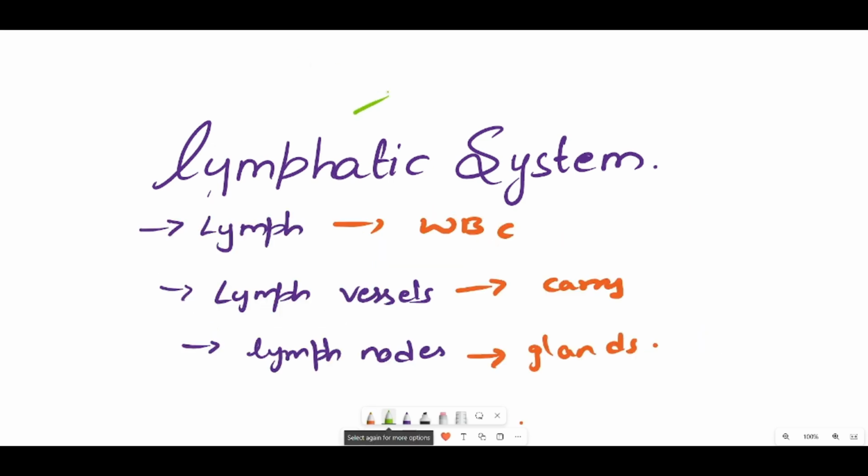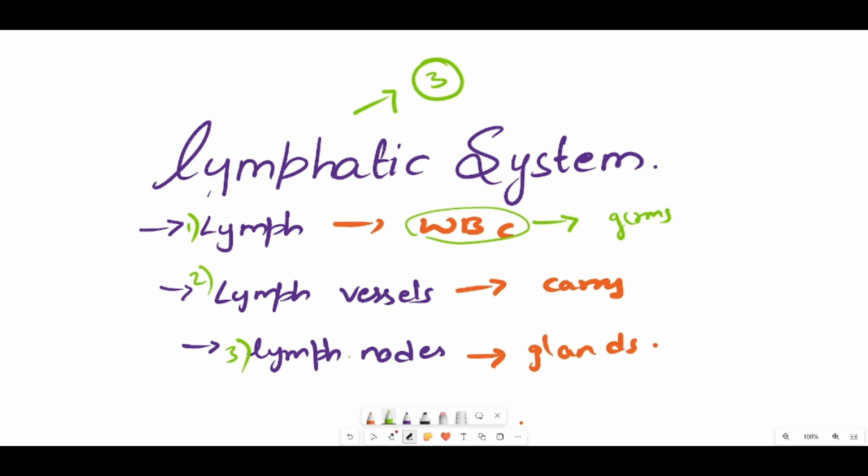In the lymphatic system, it is important to know three terms. First one is lymph. It is a fluid that contains the WBC, the white blood cells, that are useful for fighting against germs. Similarly, the second one is the lymph vessels. These vessels are useful for carrying the lymph throughout the body. And the third one is lymph nodes. These are simply the glands which are found along the lymph vessels.